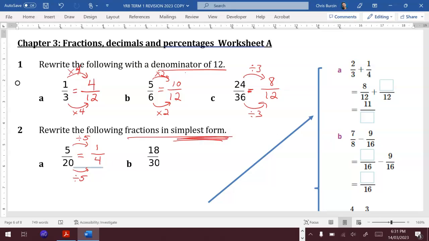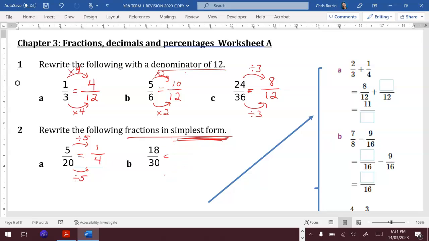Now this one, if you've got a keen eye for mathematics, you can see that if I divide this straight away by 6, and that one by 6, you can use your calculator to experiment a little bit to see if it's going to work first, then I can see 18 divided by 6 gives me 3, and 30 divided by 6 gives me 5. That's the simplest form. There are no more common factors between these two that we can cancel out.